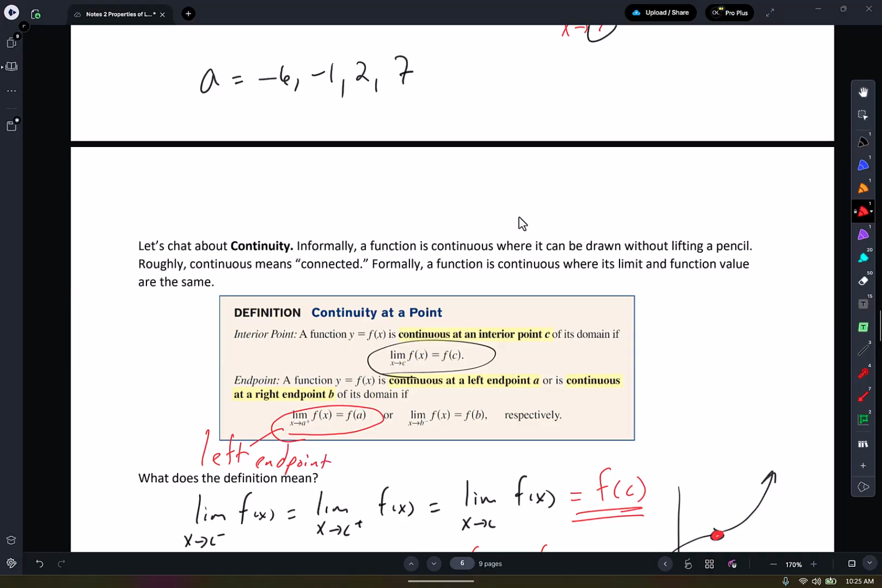Chav, why is that the left endpoint? Because you can only approach a left endpoint from one direction, from the right. So that's why it says there a plus symbol, and that equals that value, whatever that value is. You're continuous at that endpoint. Same thing for the right endpoint. So circle the one on the right-hand side with the B with a minus. That's a right endpoint. You can only approach it from one side.